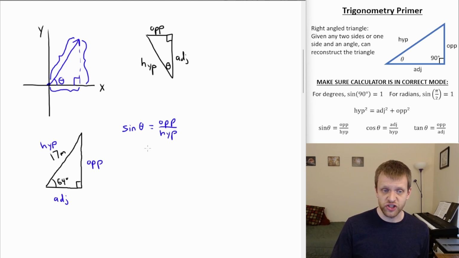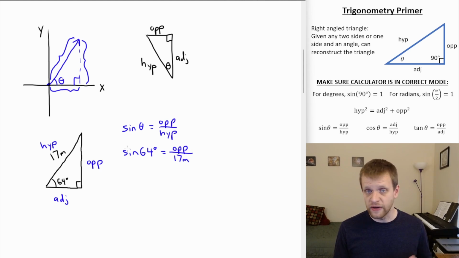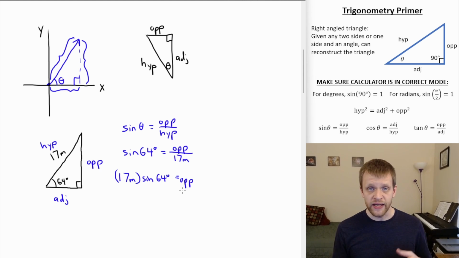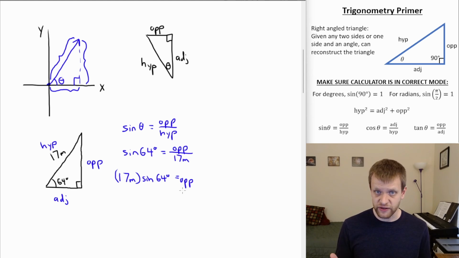So let's write down that equation. We can start subbing in some values because we know that the angle we're looking at is 64 degrees. We don't know the opposite side, so let's just leave that as opposite, but our hypotenuse was 17 meters. Now, if we're trying to solve for the opposite side, we can rearrange this equation. Let's multiply both sides by 17 meters. So we get 17 meters times the sine of 64 degrees is equal to the opposite side. And now we're at a point where we can plug this into our calculators.